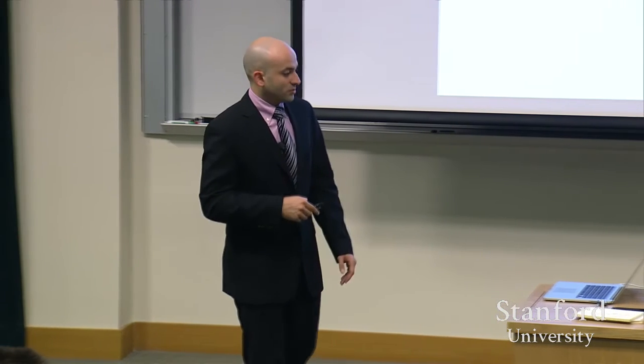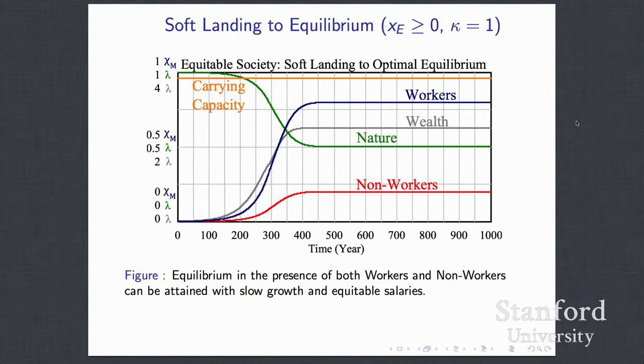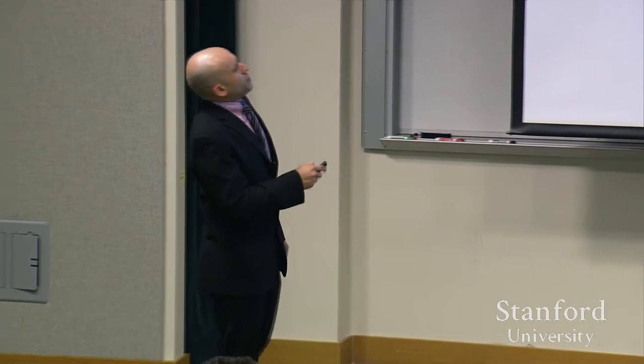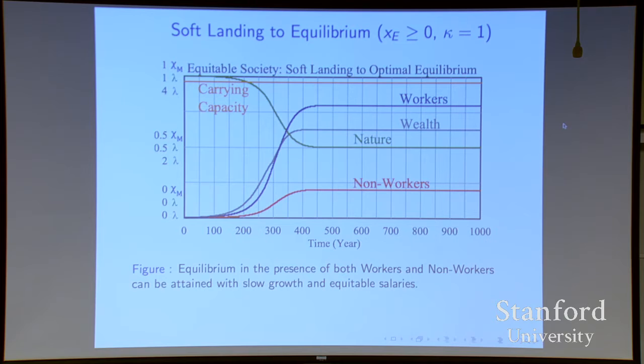Okay, so let's next go to the second type of societies. This is for equitable society. An equitable society is basically where we have both elites and commoners. The inequality factor, kappa, equals 1, which means they consume at the same level. So basically we have workers and non-workers. And we show, again, the same set of results. So the results we got are robust.